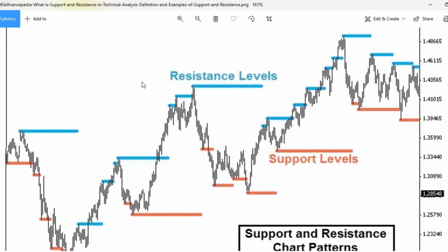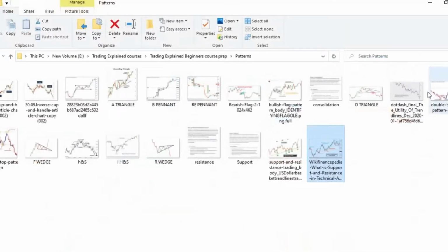So don't get confused by watching all these things. We are going to simplify it much more, because these patterns are basically various forms and shapes of supports and resistance. That is why I wanted to clear out support and resistance before we even start with the patterns. And now the last topic is consolidation.